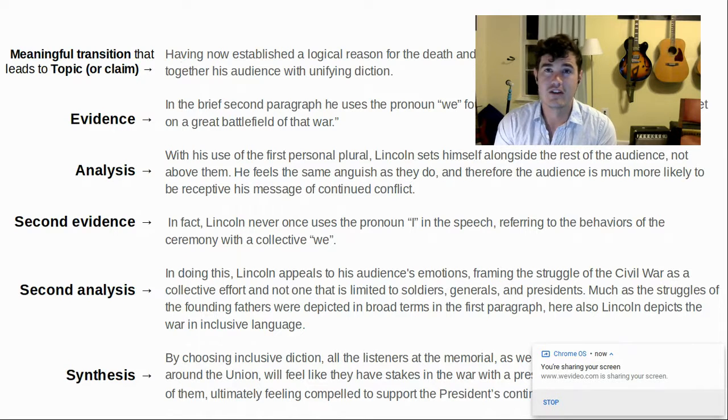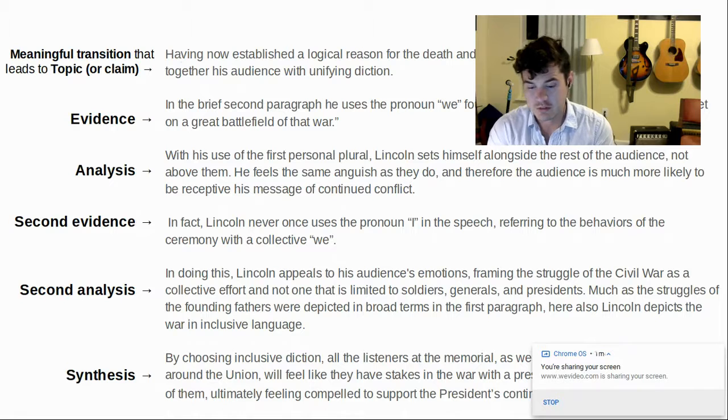And now I have established the topic or the claim of this next body paragraph. In the brief second paragraph, he uses the pronoun we 4 times, such as when he says, quote, we are met on a great battlefield of that war. My evidence is again lovingly preceded by my own words, setting it up. I don't just drop it in the cold and then start poking at it with my analysis. I lovingly provide lots of my own setup for those quotes. Then I analyze it.